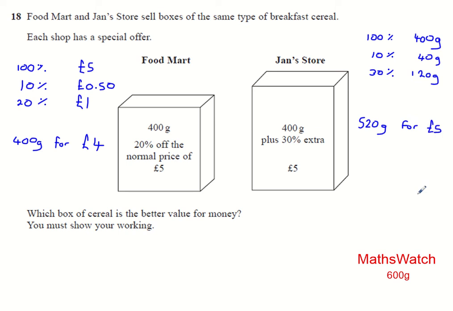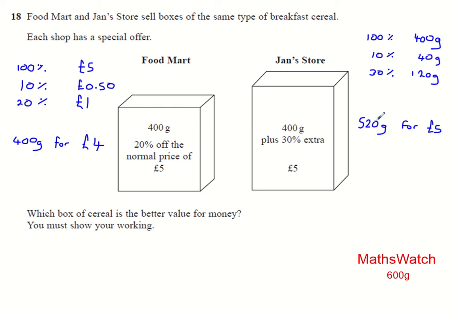We now need to be able to compare these two offers. Now we can do that in a few different ways. We could either scale both of these amounts up so that we get the same amount of cereal, so trying to find a way of turning the number 400 and 520 into the same amount, and then check out the prices and see which one gives you the better value. Or you can work out a common price, so turning the £4 and £5 into the same number and then comparing how much cereal we get. That's the version I'm going to choose.